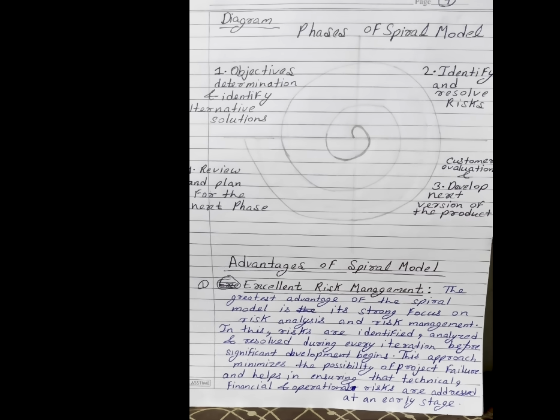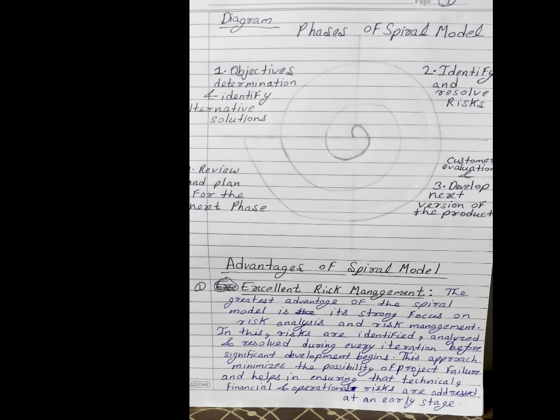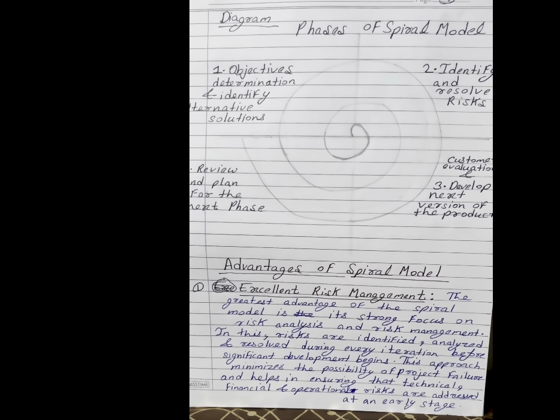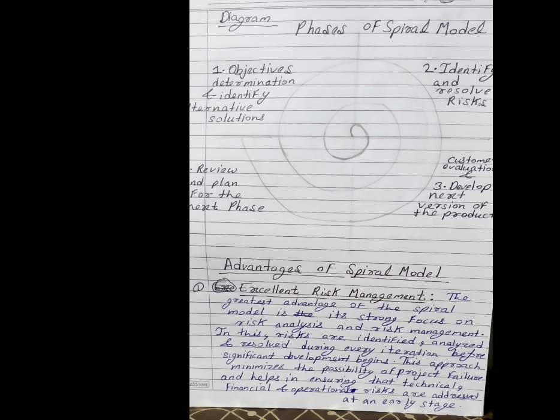So we can say that the spiral model consists of four major phases, which are repeated during every iteration of the spiral, and each cycle results in an improved version of the software. First is objective determination and identifying alternative solutions, or you can say planning or objective identification. In this phase, the development team identifies the project objectives, gathers customer requirements, defines the system specifications, determines the project schedules, and also prepares an overall development plan.